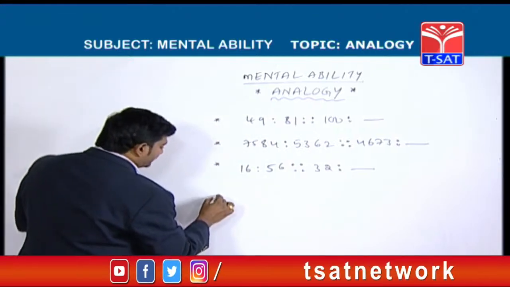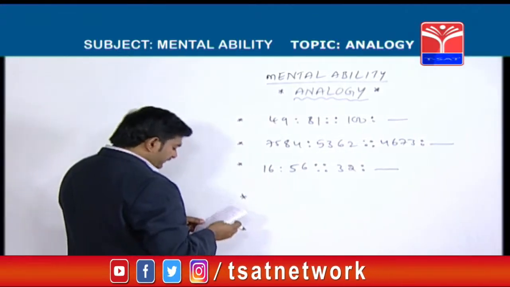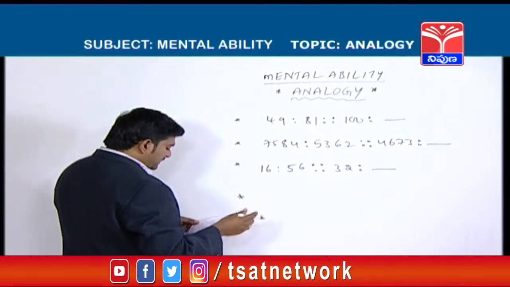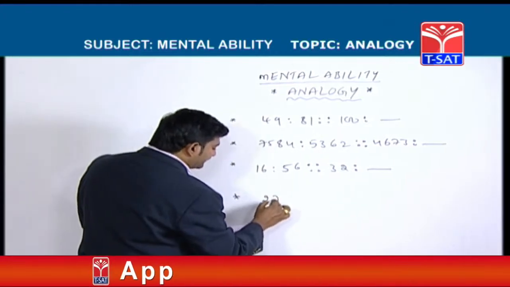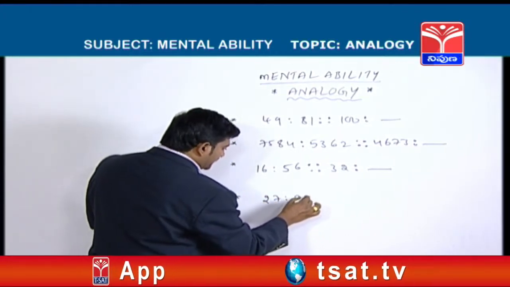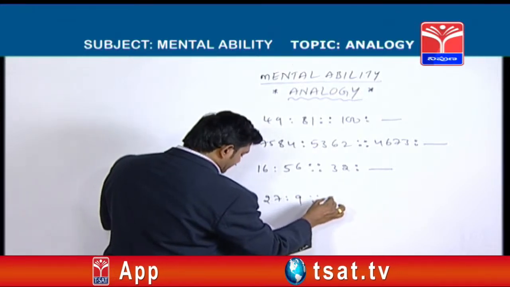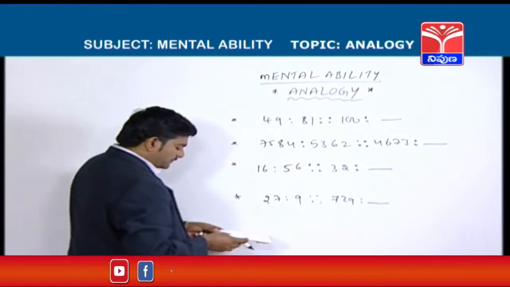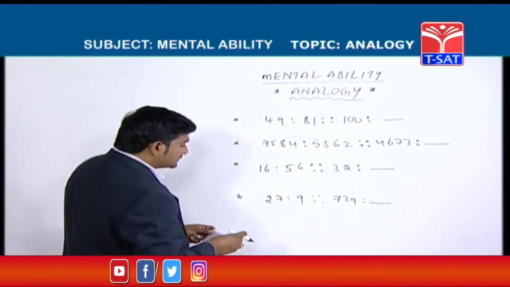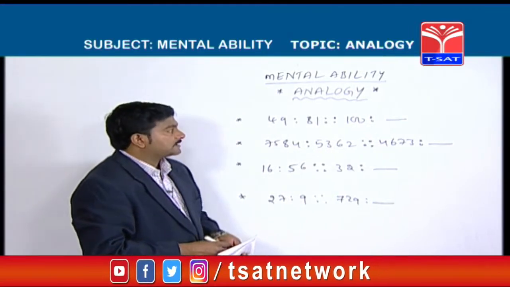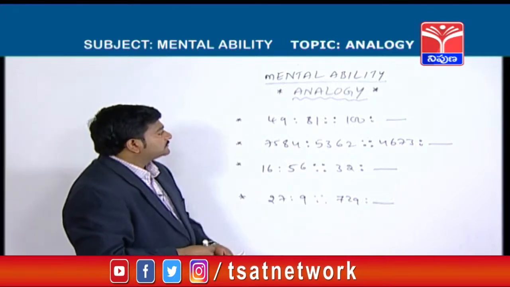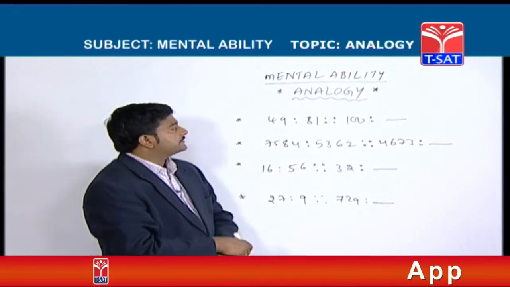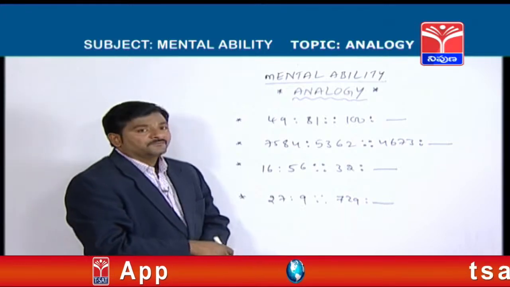Okay, so now this is the third one. Now the fourth example is as follows: 27 is to 9 as 729 is to dash. So now these are some examples regarding number analogy. Now we will take the explanation part of this.